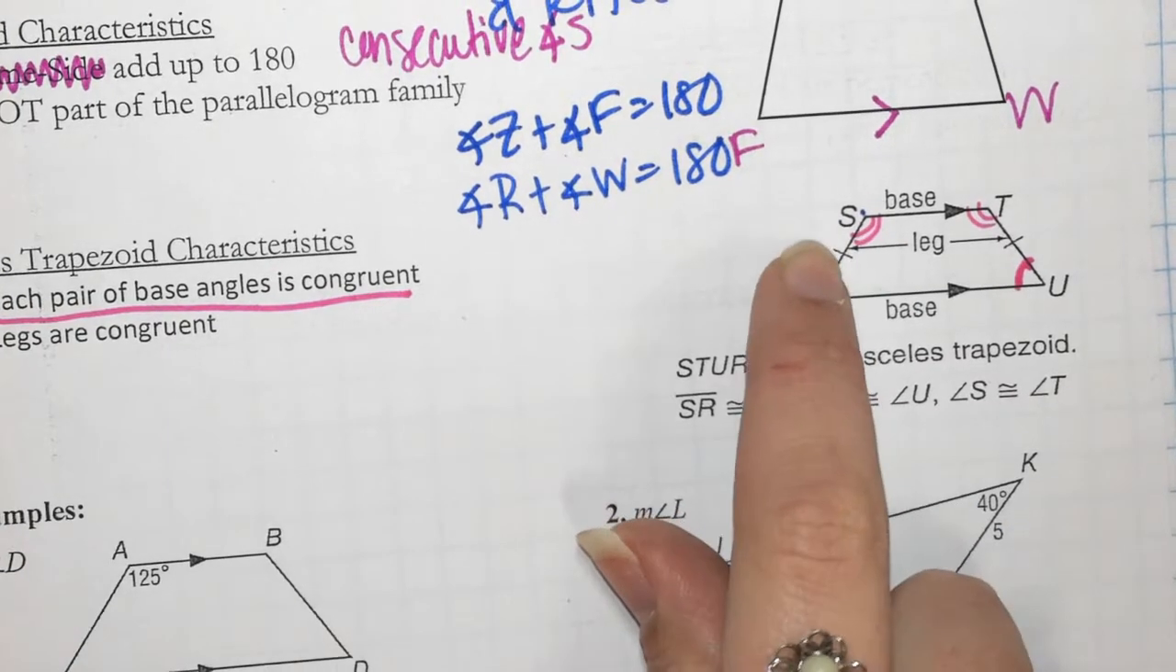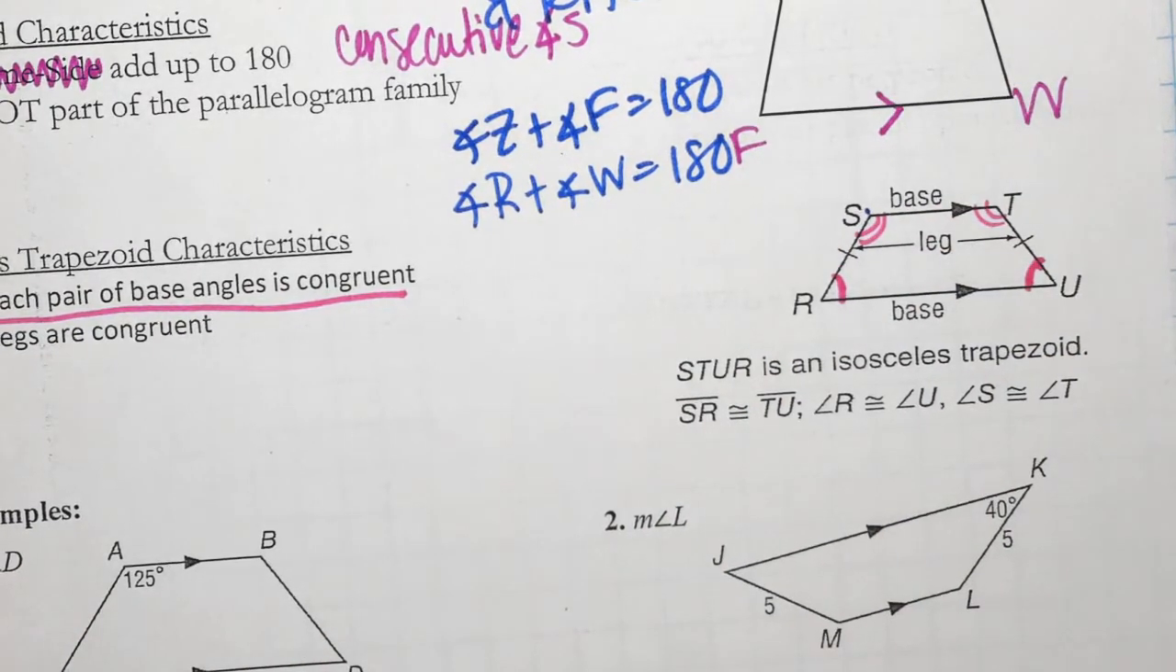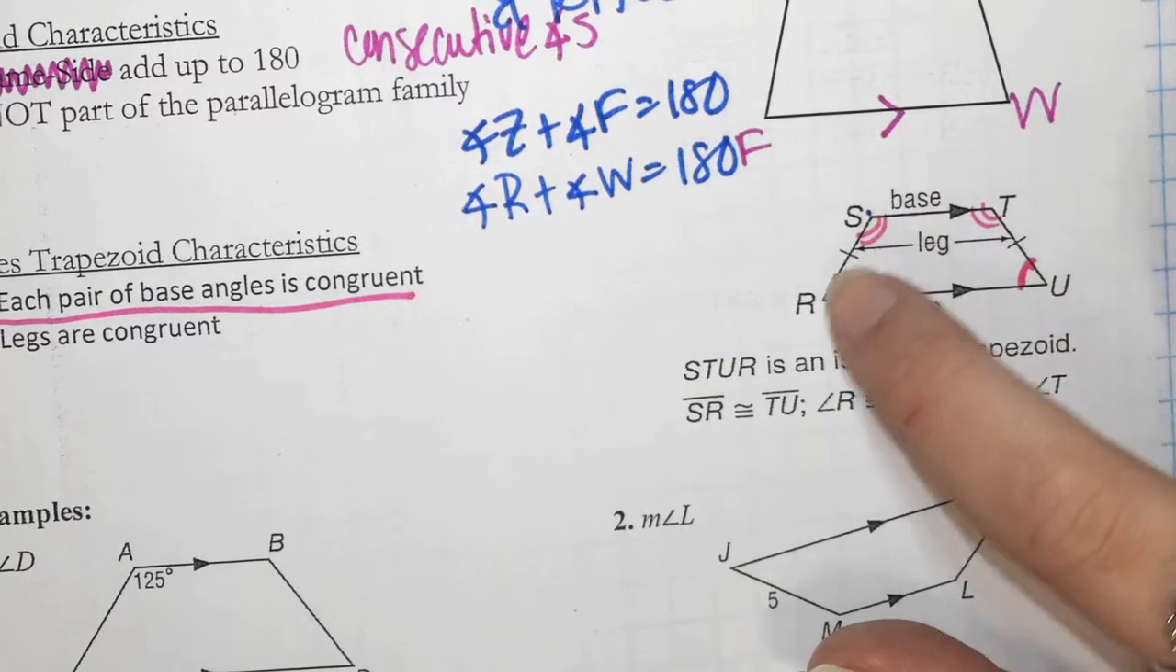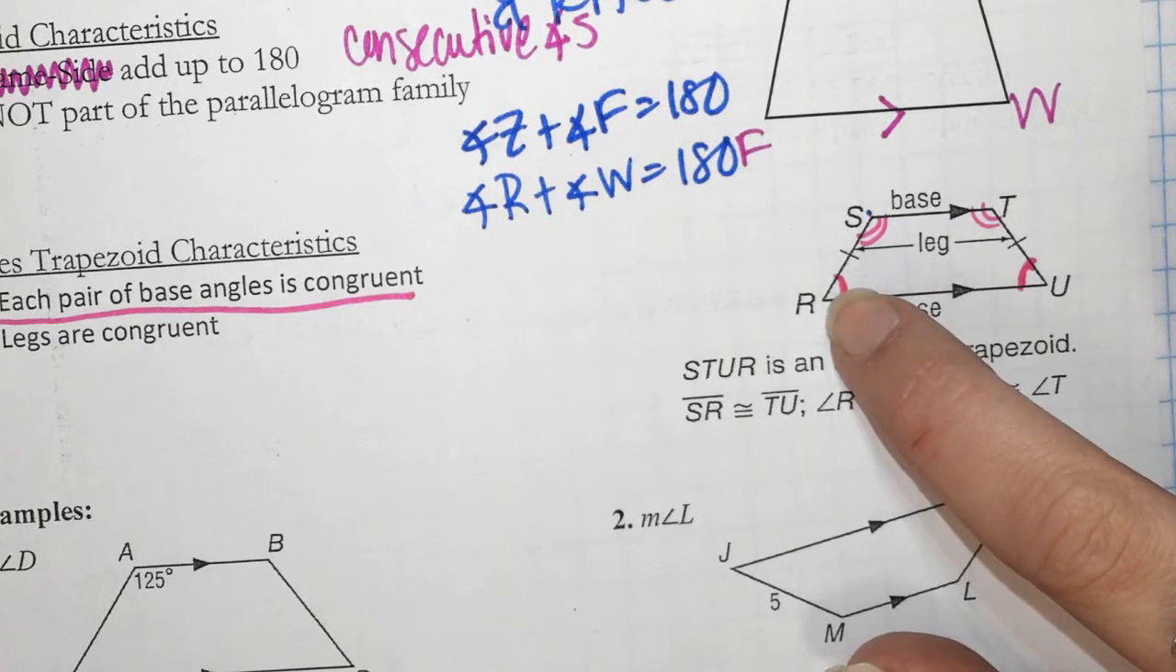If SR is 10, what would TU be in this situation? It would be 10, because SR is a side.